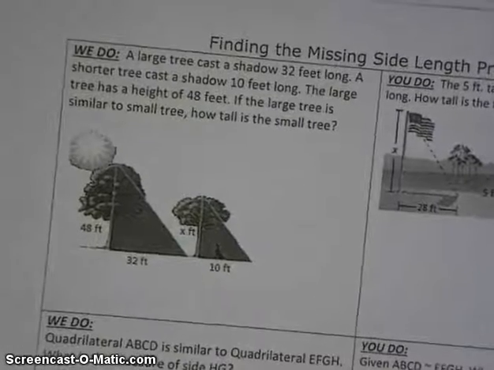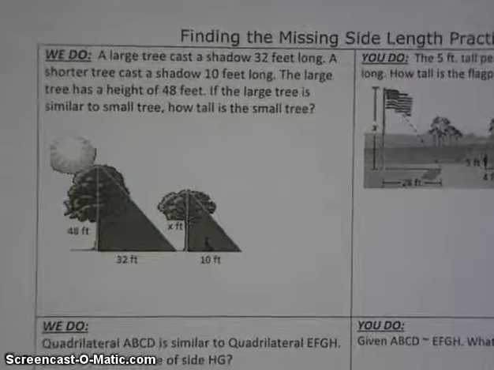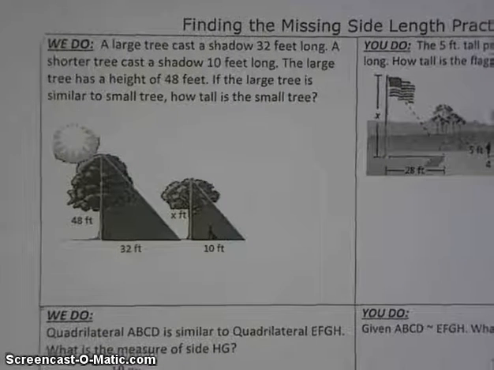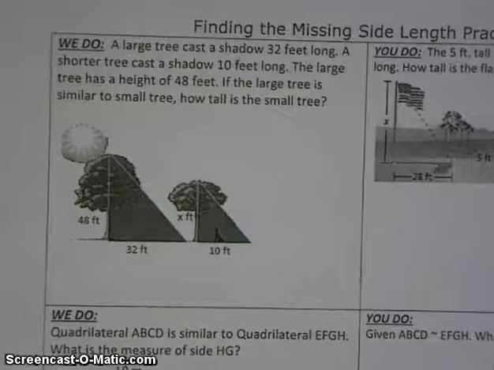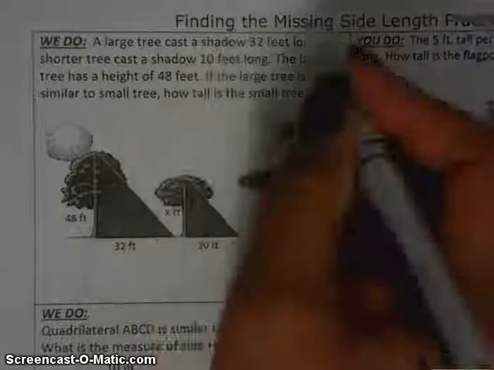Okay, so we are going to start the we do, you do part of the activity. Now we're going to be looking at solving for the missing side in word problems. Our first we do says that I have a large tree that casts a shadow.